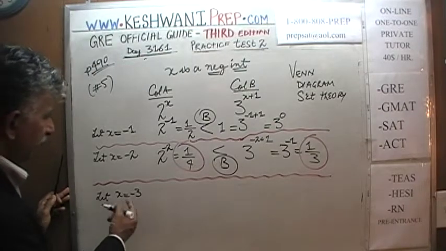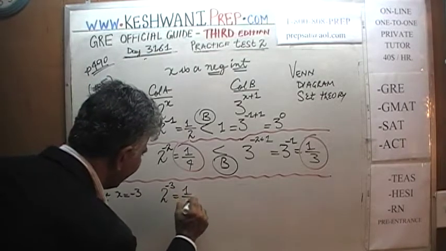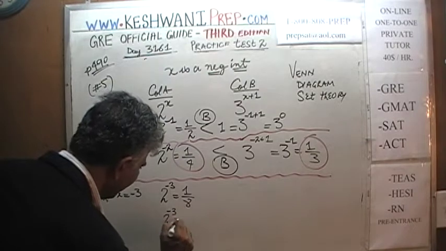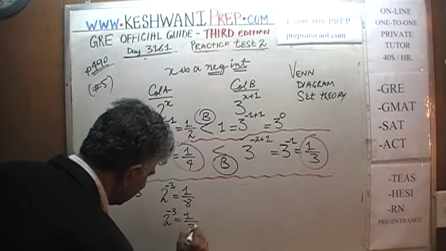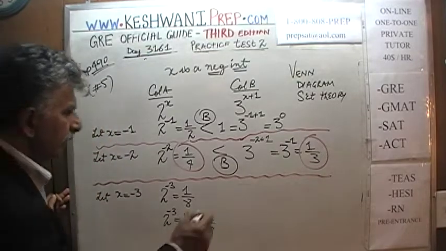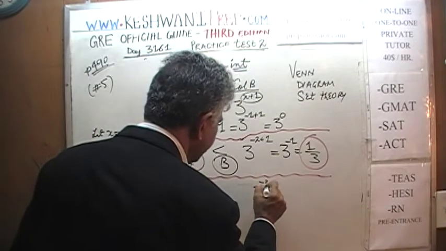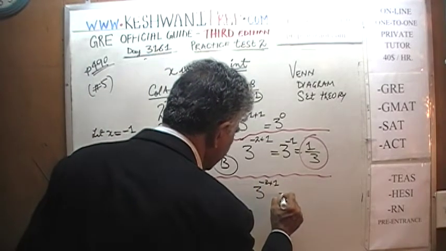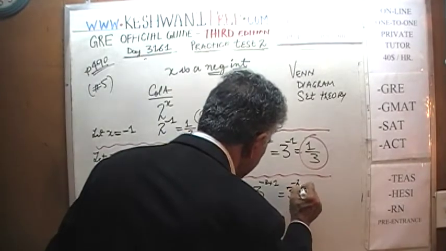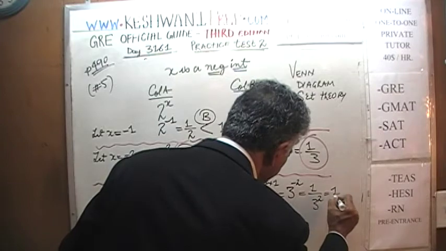Let's put in x equal to negative 3. So we have 2 raised to negative 3, which is the same as 1 over 2 raised to 3, which is 1 eighth. And here, we have 3 raised to x plus 1. Let's put in negative 3 plus 1. Negative 3 plus 1 is going to give us 3 raised to negative 2, which is the same as 1 over 3 squared, which is 1 ninth.